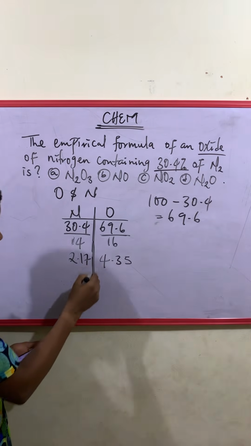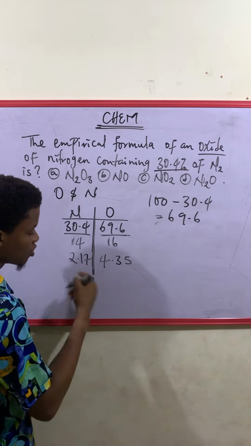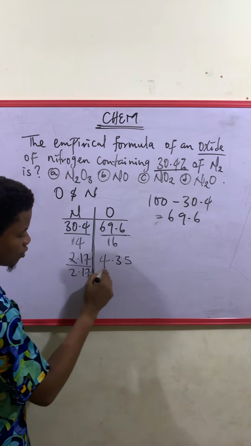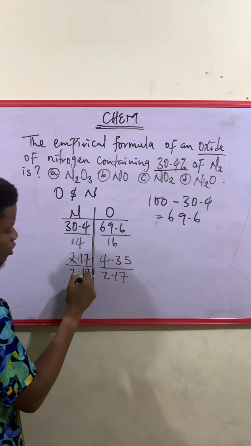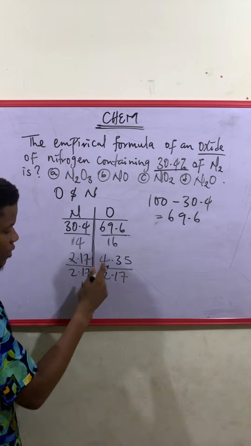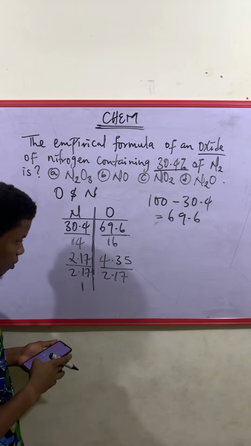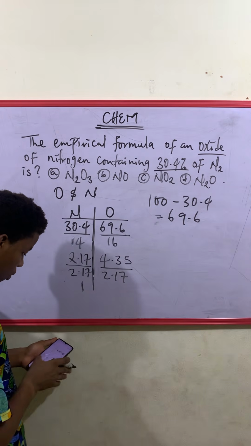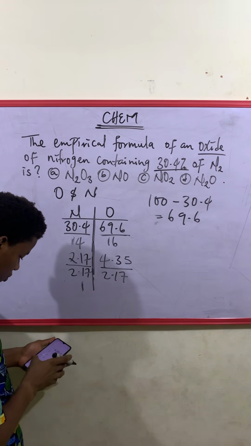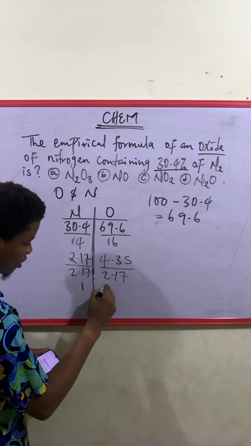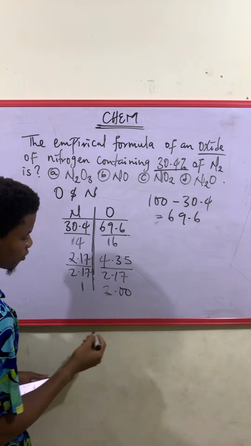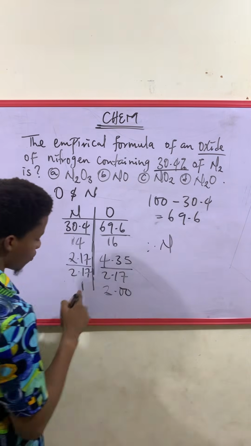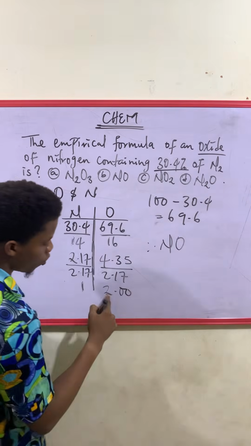4.35. So at this junction, we divide both sides by the smallest number. So this one is smaller than this, so divide both sides by what? 2.17, 2.17. So this divided by this will give us 1, then 4.35 divided by 2.17. By the time we do that, we're going to get about 2.00. So therefore, the empirical formula becomes N1, that is N, then O2.